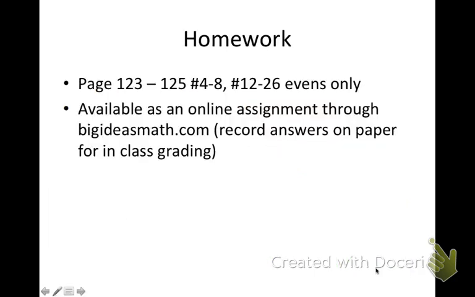Okay, so for your homework, you'll be working it out of your book on page 123 to 125. Do 4 through 8, 12 to 26, only the evens on that. And it's also available as an online assignment through your bigideasmath.com. But remember, record your answers on paper for in-class grading.